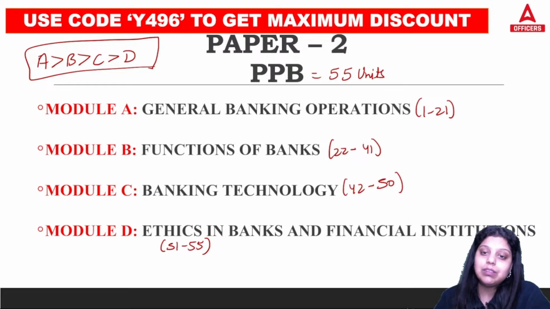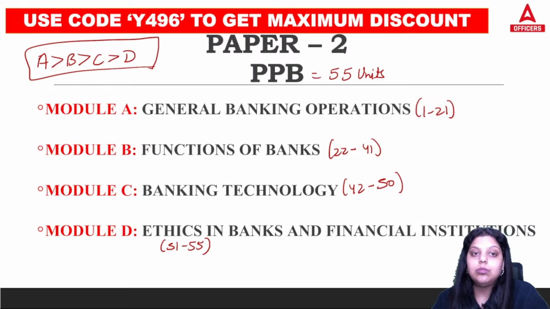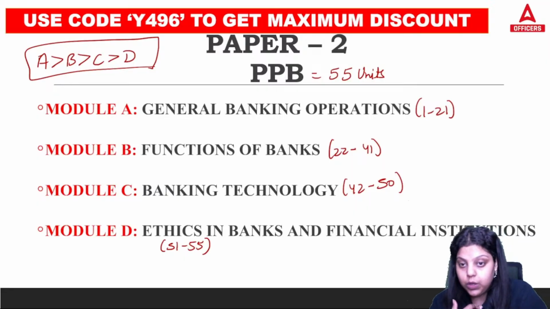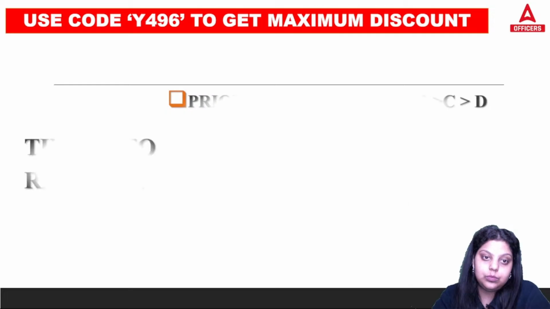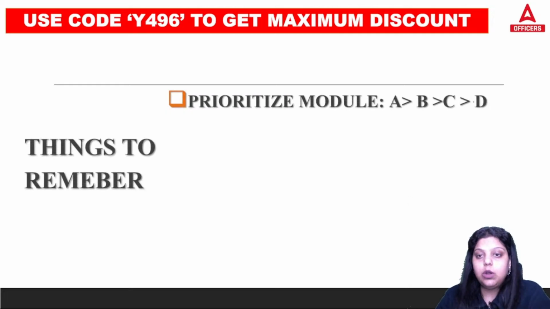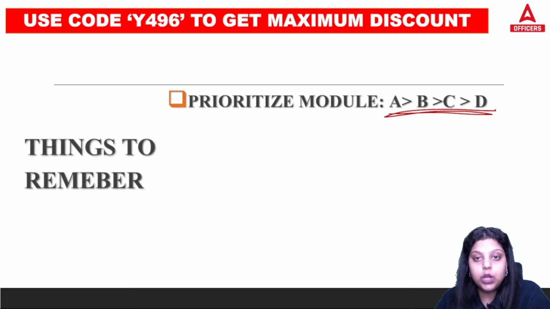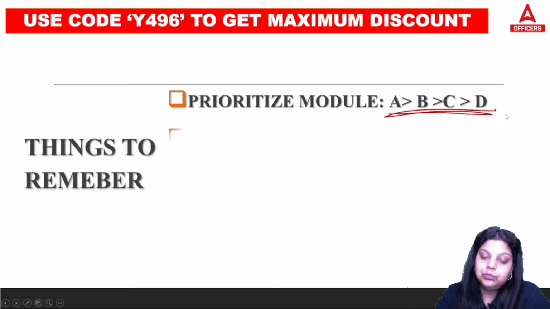Module A and B cover around 60 to 65% of your syllabus. Module C and D cover around 40% of your syllabus. So when you are doing the last month revision of your paper, as well as when you are going for a conceptual study, the same sequence has to be followed. The priority you have to give to the modules is ABCD.